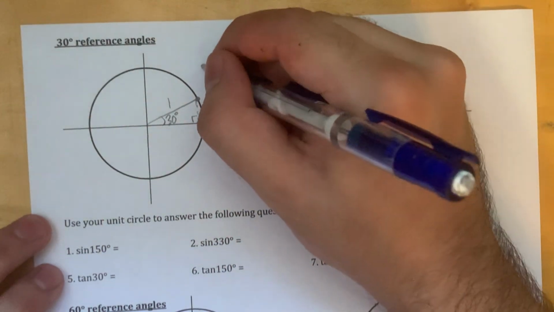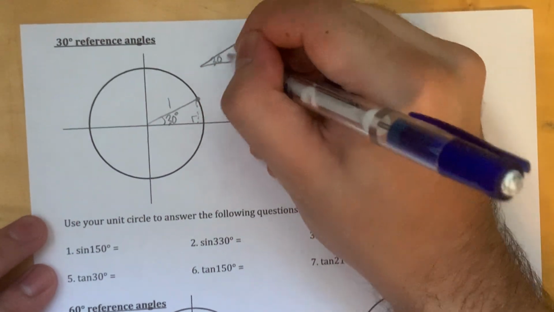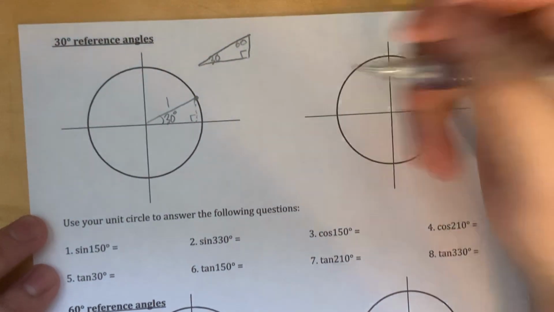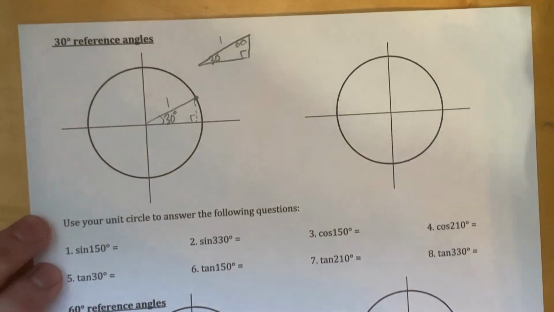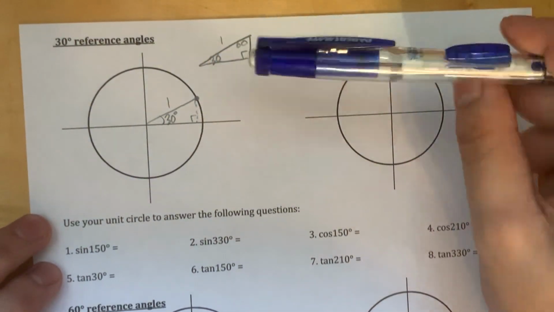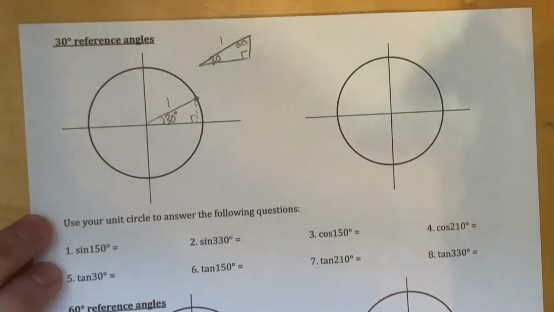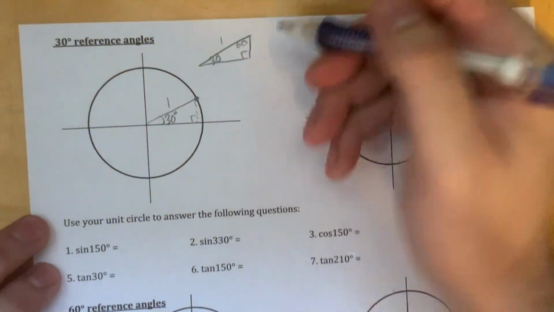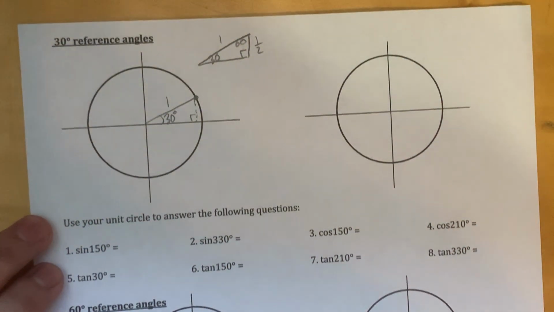So let's create our 30, 60, 90. So if one is here, what are my other two sides? If you remember the 30, 60, 90 triangle, across from 30, it's going to be 1/2. And then the ratios of 30, 60, 90.